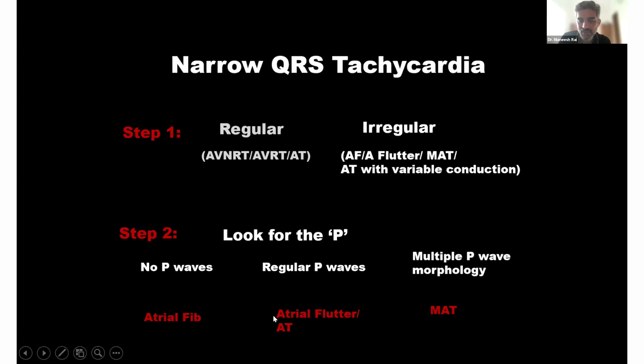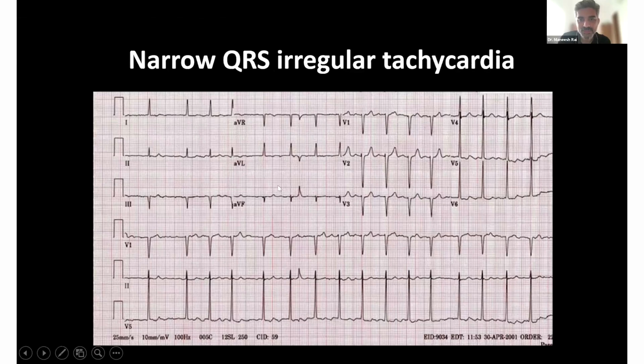Differentiating a flutter and atrial tachycardia is sometimes difficult. If you have an isoelectric line, it favors an atrial tachycardia. If you have continuous activation, it's a flutter. If you have multiple morphology P waves, it is a multifocal atrial tachycardia. We'll see a few examples.